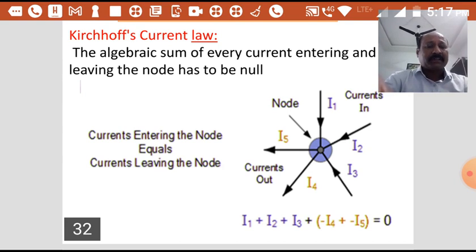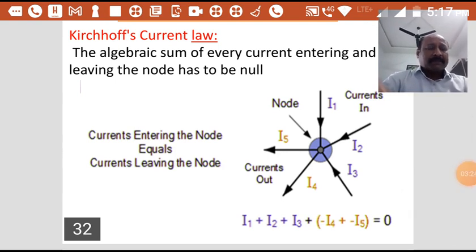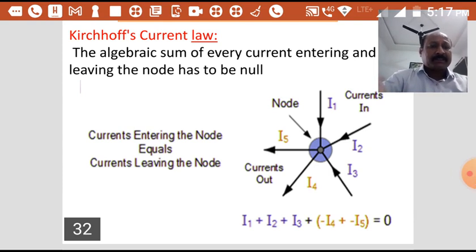So in the figure there are 5 currents: I1, I2, I3, I4 and I5. I1, I2, I3 are coming towards the node. That's why these currents are called incoming currents. Which currents are called incoming currents? The currents whose direction is towards the node are called incoming currents.